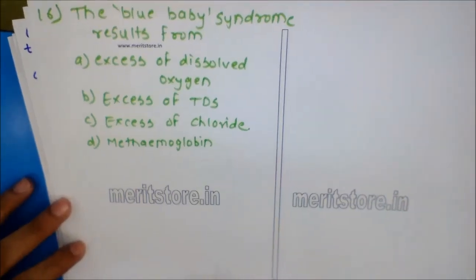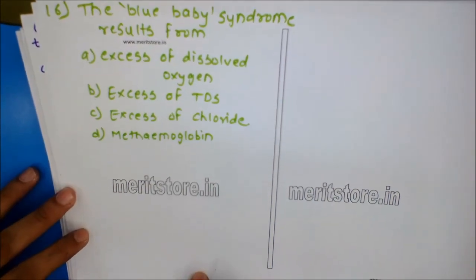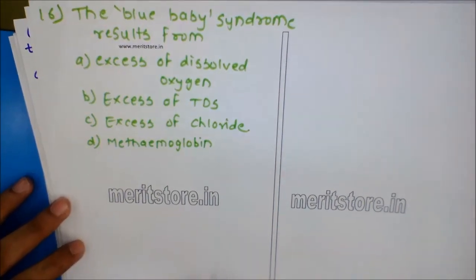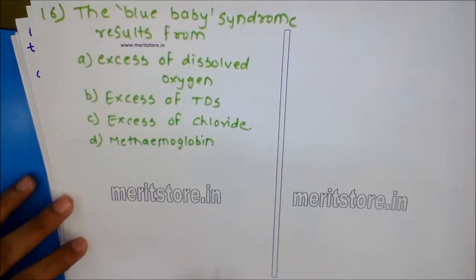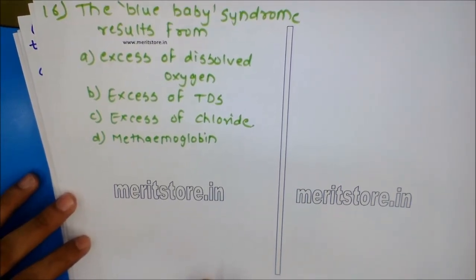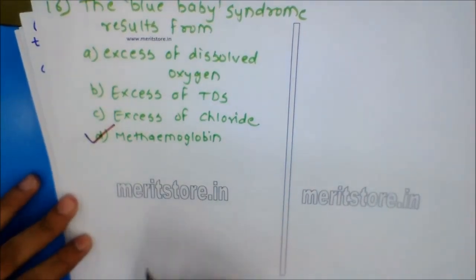The next question is, the blue baby syndrome results from option A, excess of dissolved oxygen, option B, excess of TDS, option C, excess of chloride, and option D, methemoglobin. The answer to this question is quite straightforward, which is option D, methemoglobin.